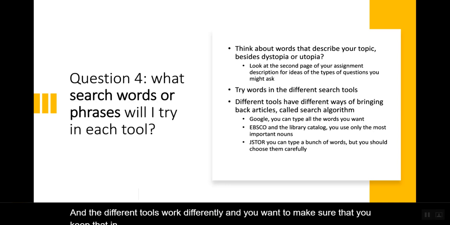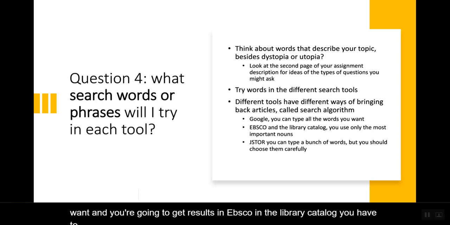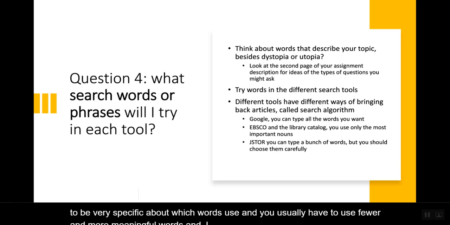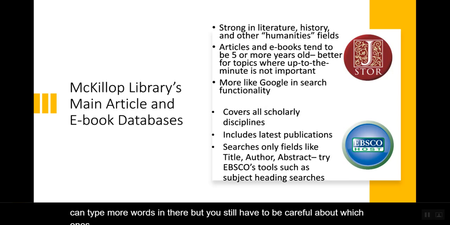For example, in Google, you can type as many words as you want, and you're going to get results. In EBSCO and in the library catalog, you have to be very specific about which words you use, and you usually have to use fewer and more meaningful words. In JSTOR, it's a little closer to Google, and you can type more words in there, but you still have to be careful about which ones you use.